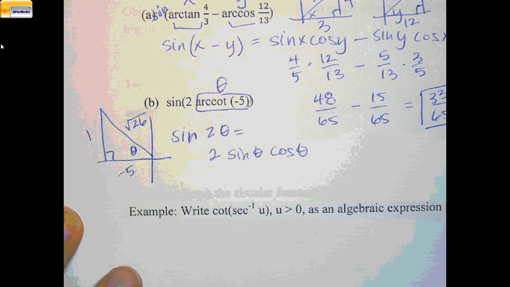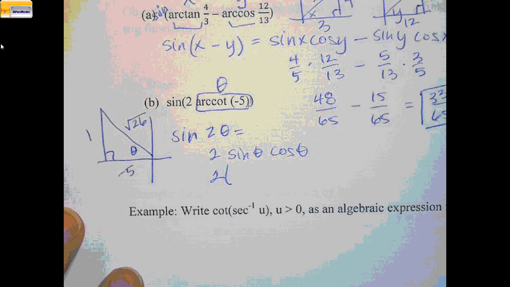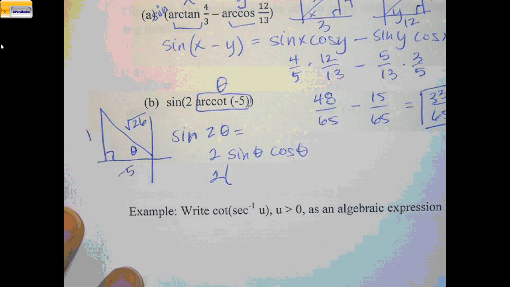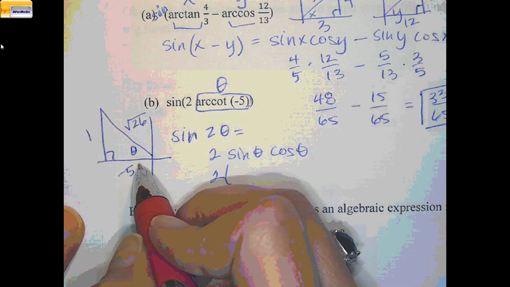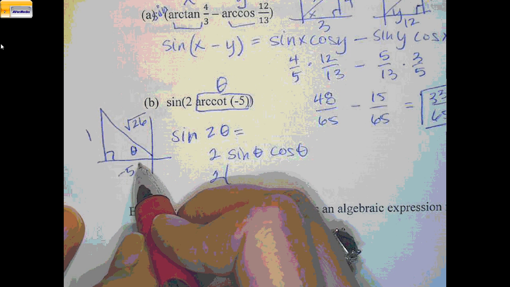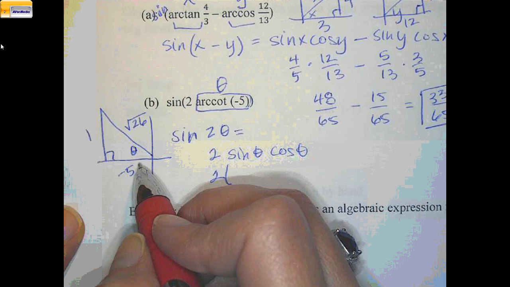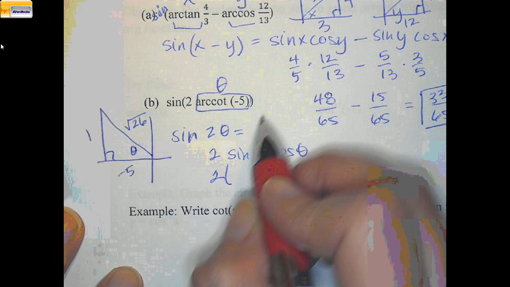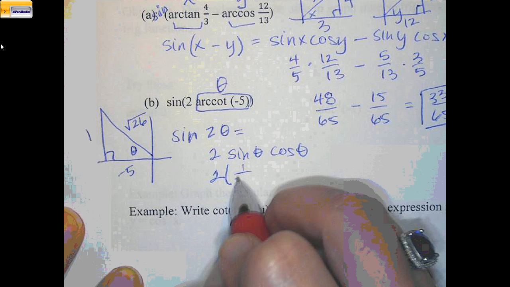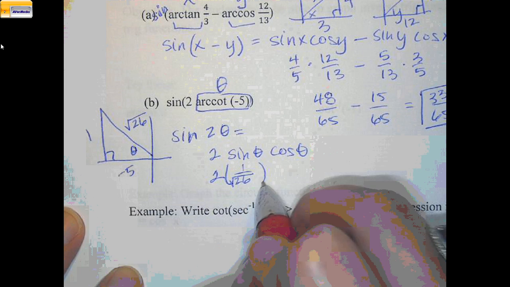Now use the triangle to fill in the blanks. 2 times. Alex, what's sine of theta? How do you find sine? You do SOHCAHTOA. There you go. Opposite over hypotenuse. So 1 over radical 26. Please do not rationalize that. You're going to see why in a second.